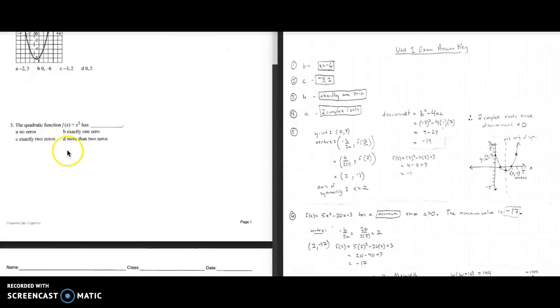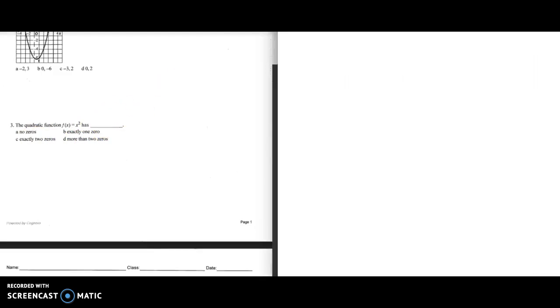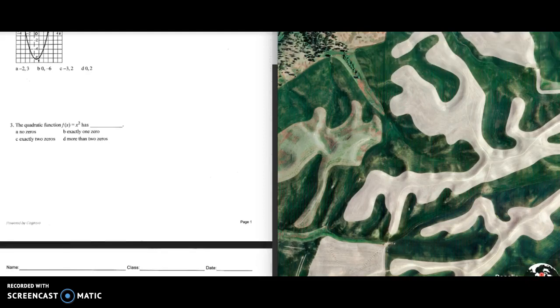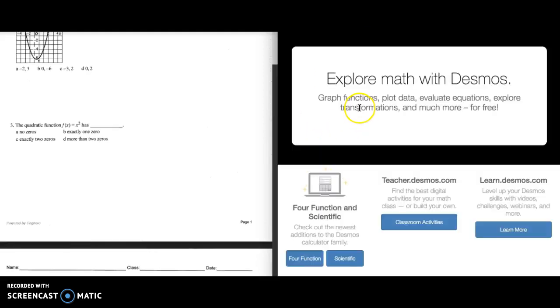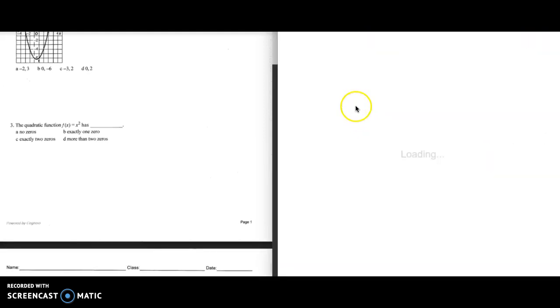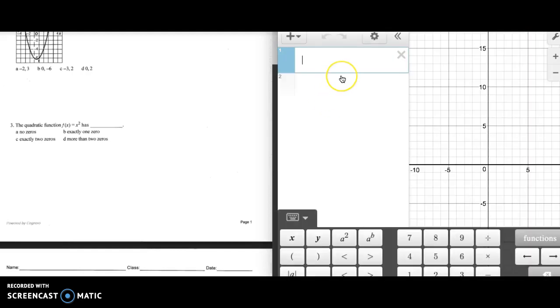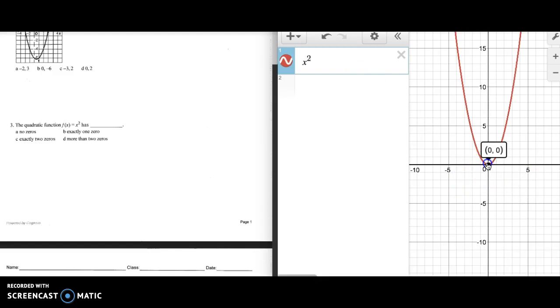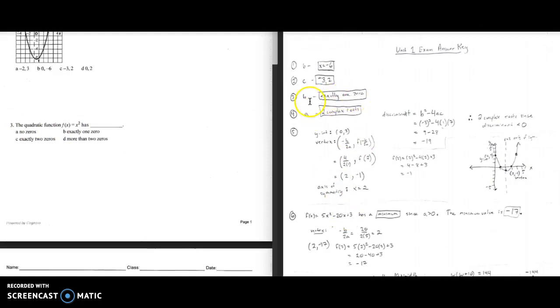Question 3. The quadratic function f of x equals x squared has how many zeros? I'm going to pull up a graph on the right side of my window here and type the equation x squared. You can see in this window, it crosses the x-axis one time, so it has 1 zero. Go back over here, it has exactly 1 zero. The answer is B, number 3.